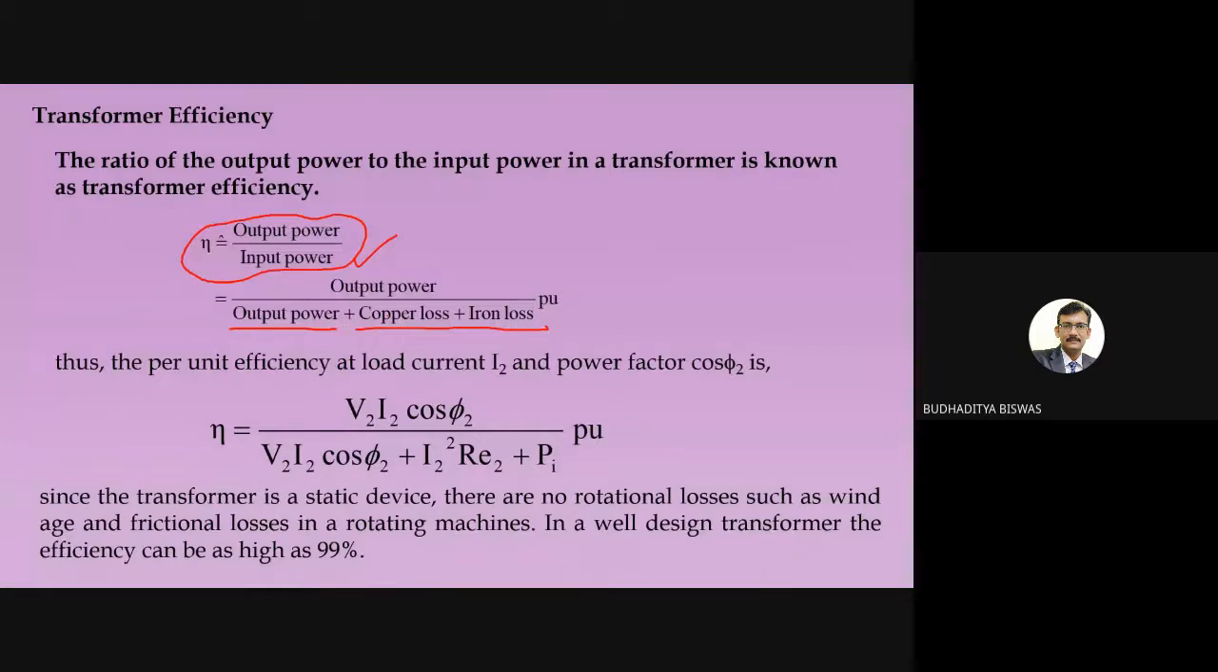So for a long time definitely some losses will be there. And iron loss happens inside the core, and copper loss generally happens inside the winding. Now, thus, the per unit efficiency at load current I2 and power factor cos phi 2 is, this is actually the formula in per unit. Now we have a secondary current I2, the load current. Obviously the secondary current and load current are the same because they are connected in series, and the power factor of the load is cos phi 2.